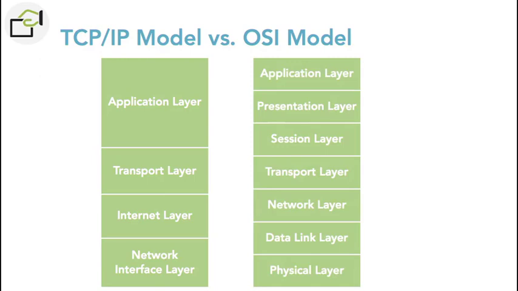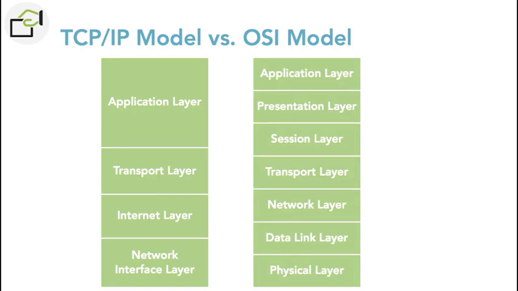I've lined up the layers on the TCP/IP model to match the function that they cover compared to the OSI model. When we do this, we see that the top layer of both models is called the application layer. However, in the case of the TCP/IP model, the application layer not only does the job of the application layer, but also the presentation layer and a significant portion of the session layer of the OSI model.